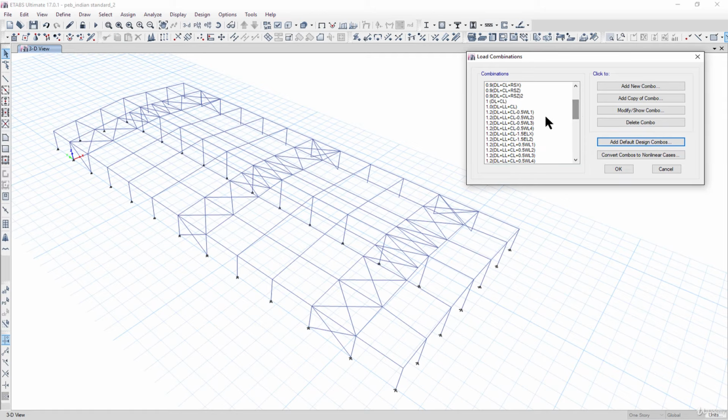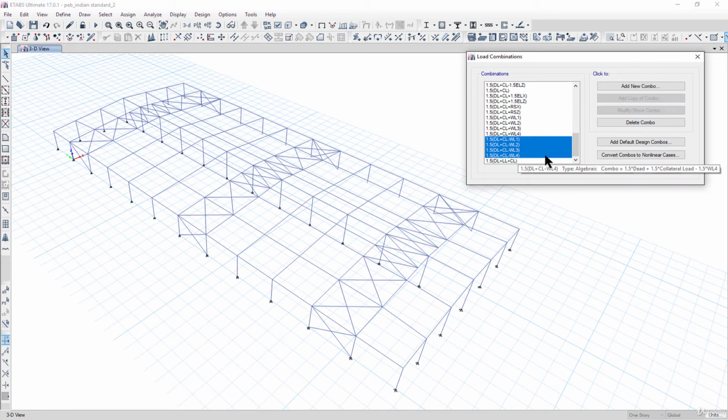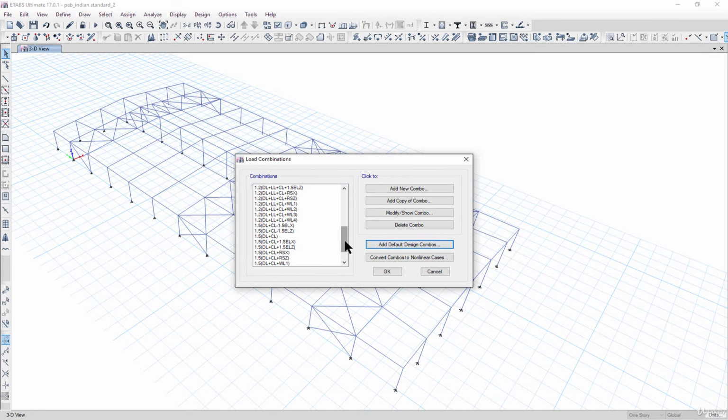And similarly here also we need to delete these 4 load combinations. We have positive here. And similarly we need to delete these 4 load combinations. And these 4. Make sure that there are no negative wind load combinations in the design. Earthquake load can act on both the directions.